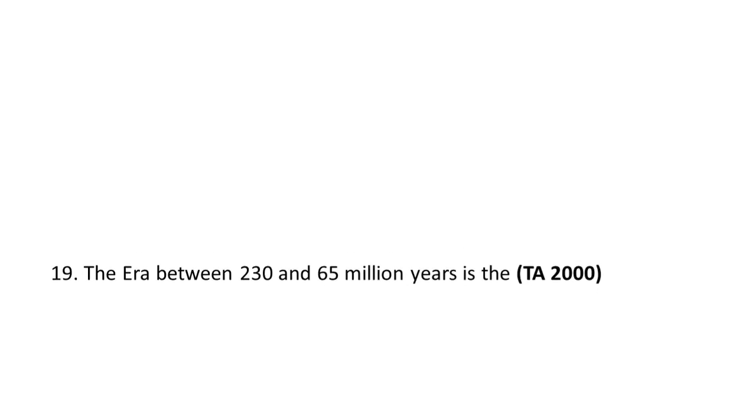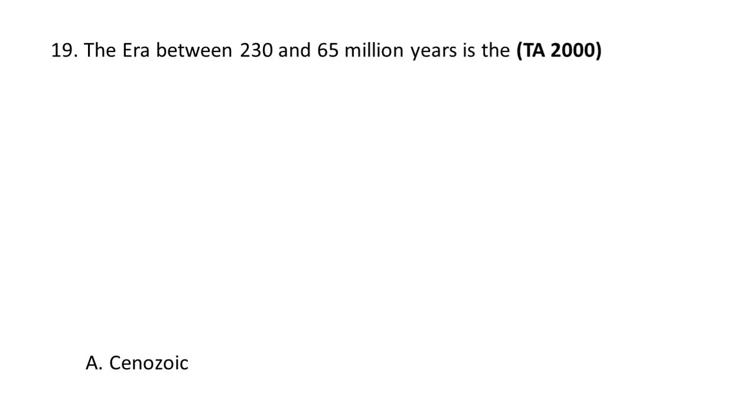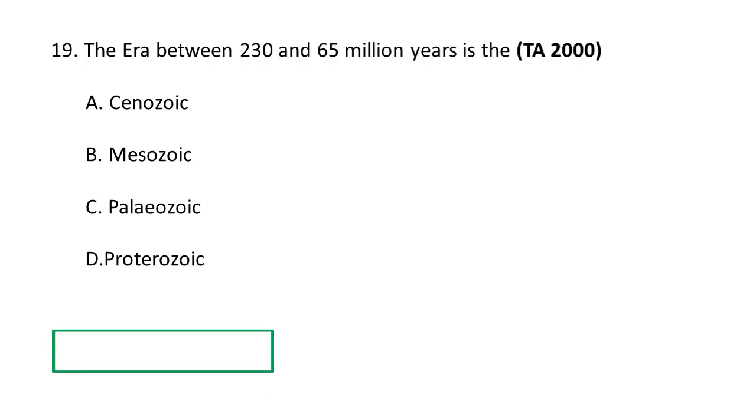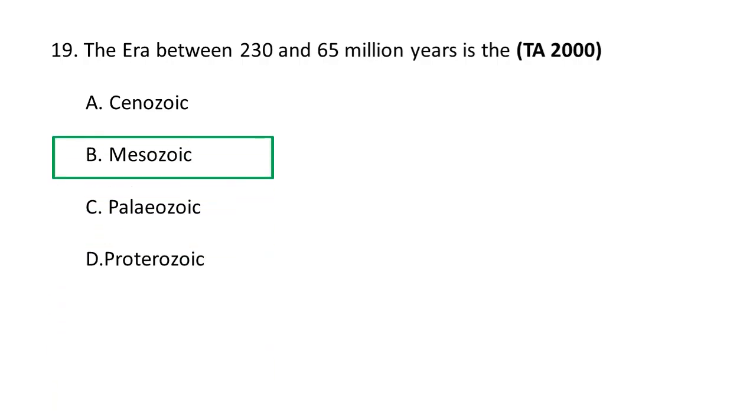Next question. The era between 230 and 65 million years is: A. Cenozoic, B. Mesozoic, C. Paleozoic, D. Proterozoic. So the correct option is B. Mesozoic. The Mesozoic era lasted from about 250 to 66 million years ago, and was a time of significant tectonic, climatic, and evolutionary activity. The Mesozoic era is also known as the age of the reptiles or the age of the dinosaurs. So the era between 230 and 65 million years is the Mesozoic.